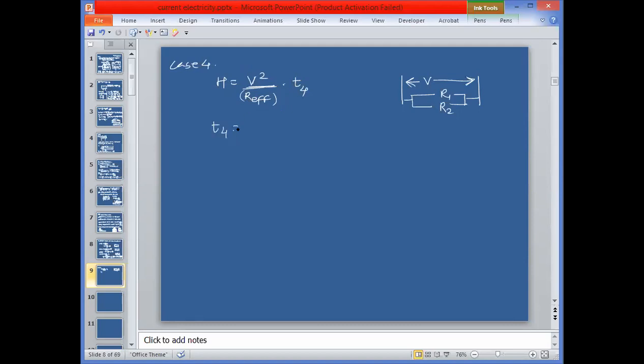Time required in the fourth case is equal to H as it is, with R effective in the numerator, divided by V square. Now I can write it as H upon V square upon R effective. I am deliberately doing this because I am trying to avoid R1 R2 upon R1 plus R2. You can do that also, just substitute R1 and R2 and you will get the answer.